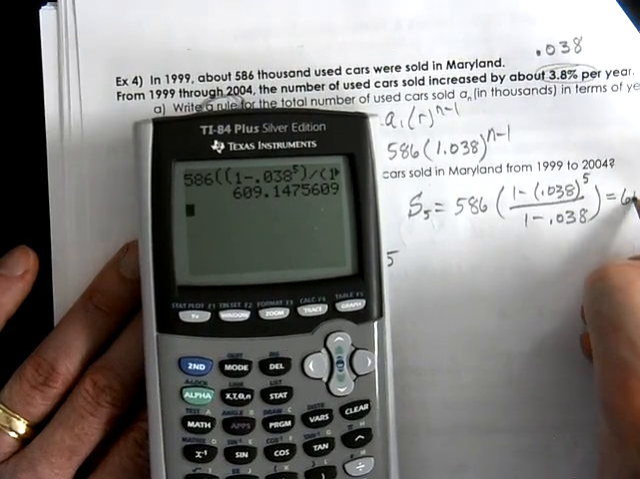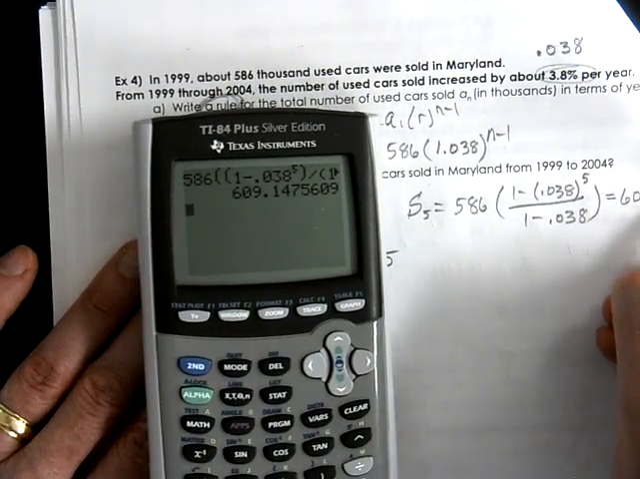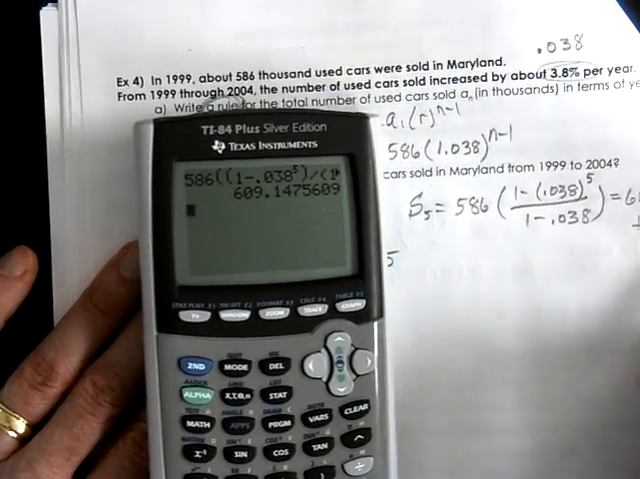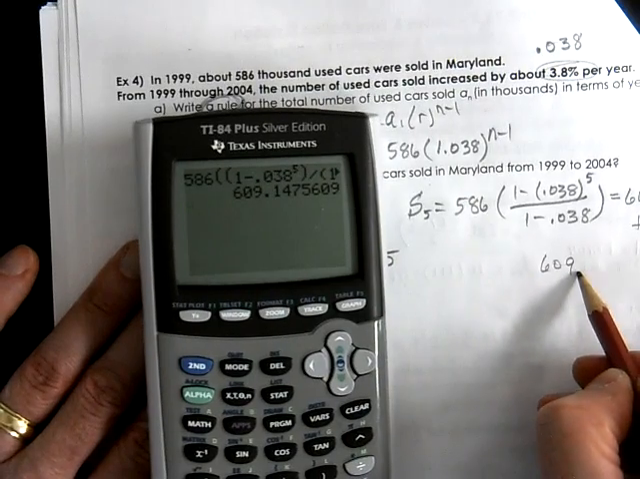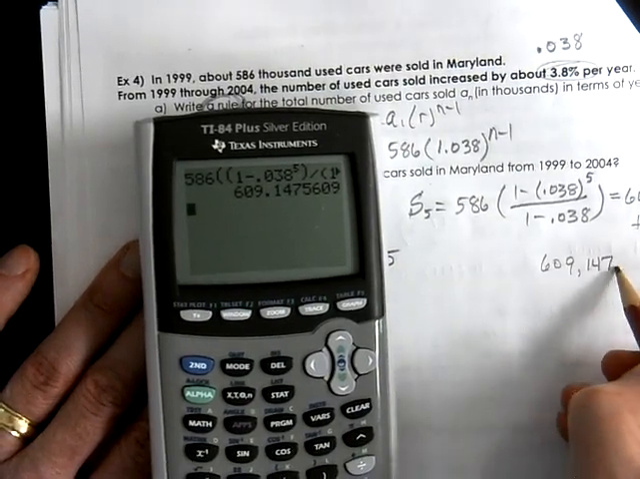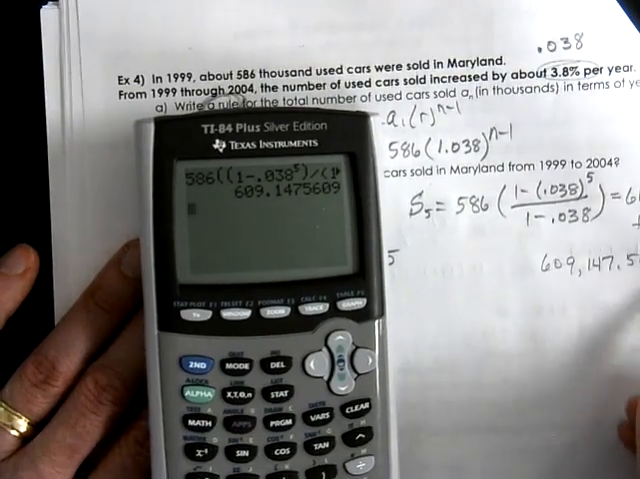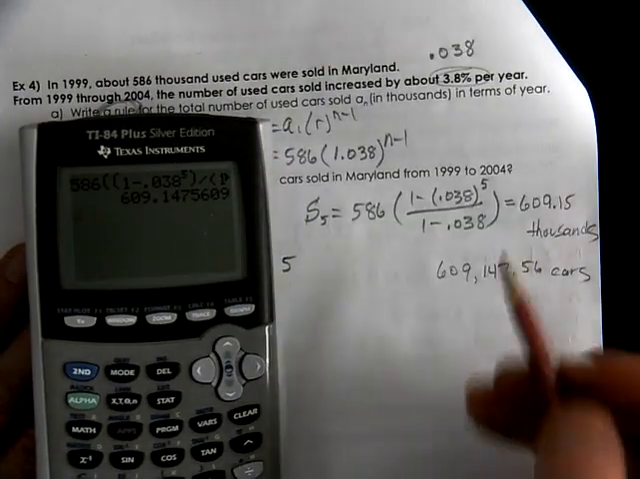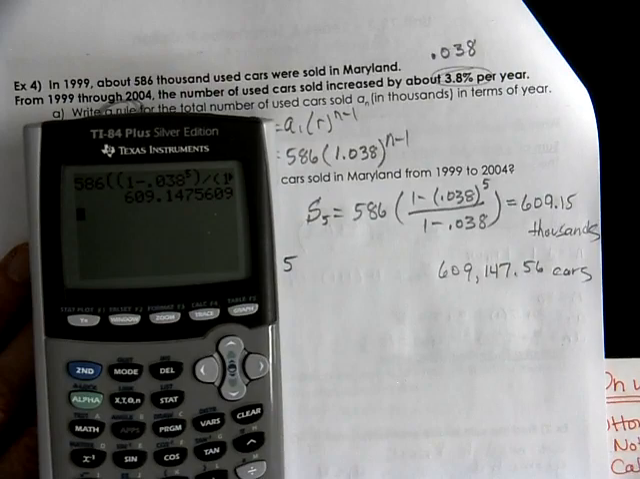That gives us 609. You could get detailed if you wanted to. 609,147.56 if you were really thinking about the cars. That's how many there'd be. But this is just fine. 609.